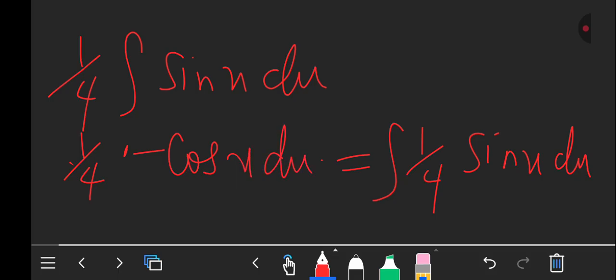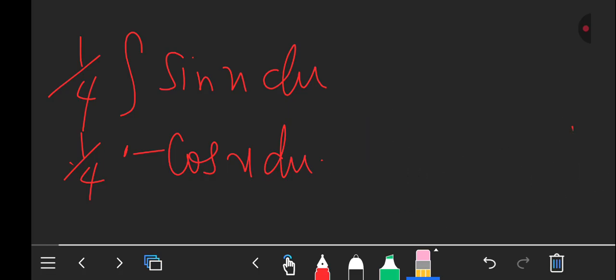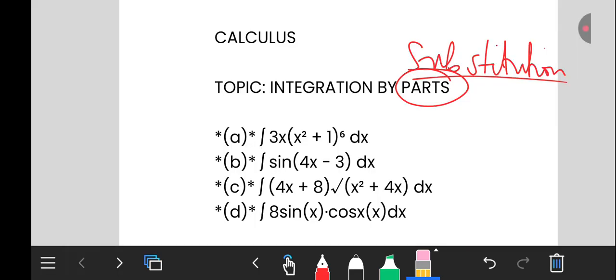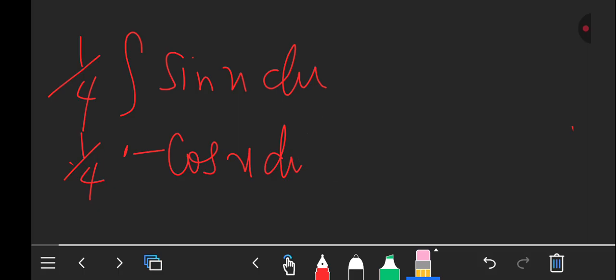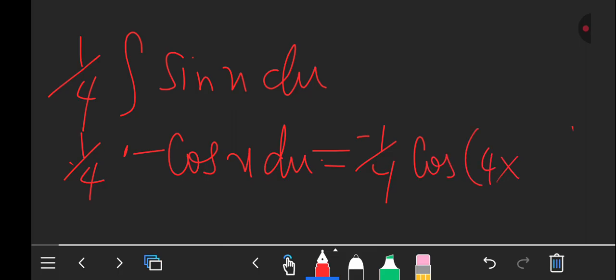Then you get to substitute. Remember, we said u is equal to what was in the bracket, 4x minus 3. So this now will be equal to 1 over 4, and the negative will multiply by 1 over 4, so negative 1 over 4 cos of u, which was 4x minus 3, then plus c. Why did I put the u here? It was supposed to be plus c.